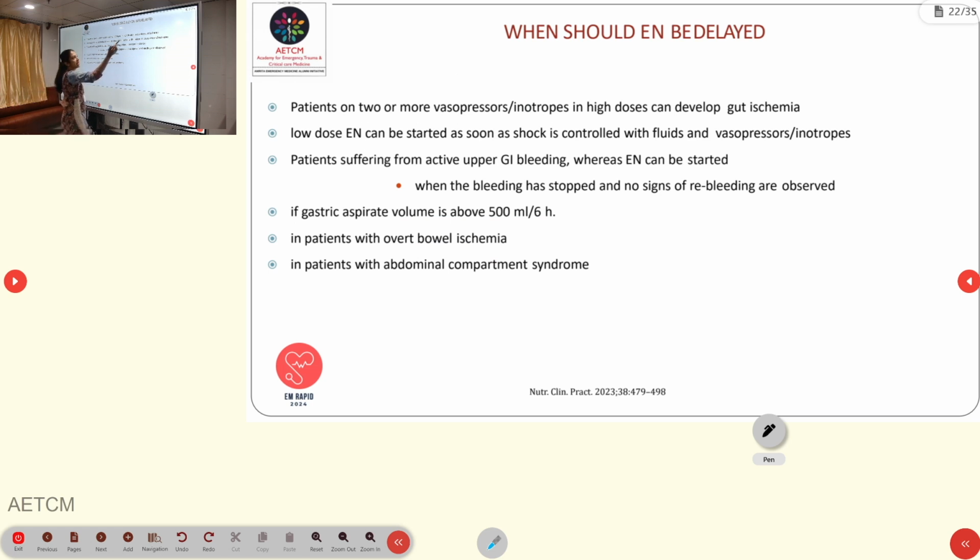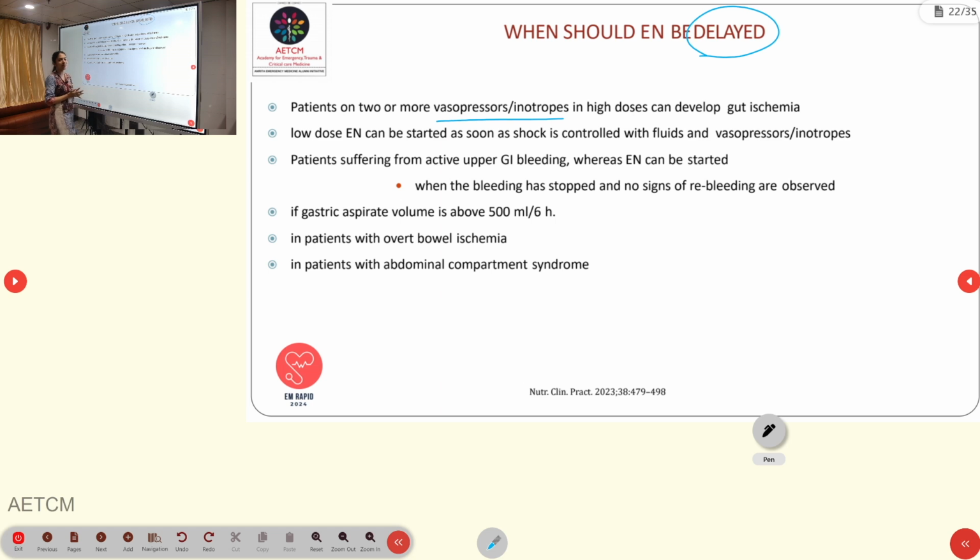So when should enteral nutrition be delayed in ICU patients? So in patients who are on 2 or more vasopressor supports in high doses, there is a chance of gut ischemia because these vasopressors are vasoconstrictors. So they will usually be giving more blood to the organs like brain, heart and all. So if the mean arterial pressure is very low, the gut perfusion will be very less.